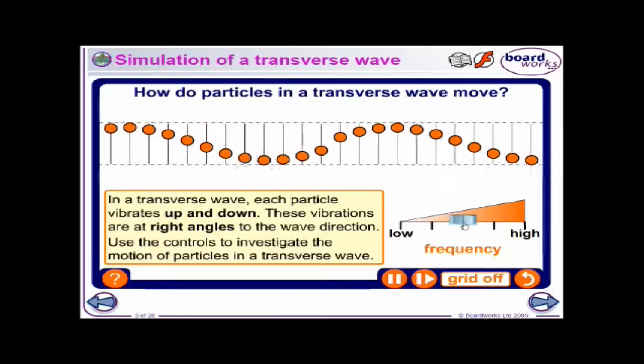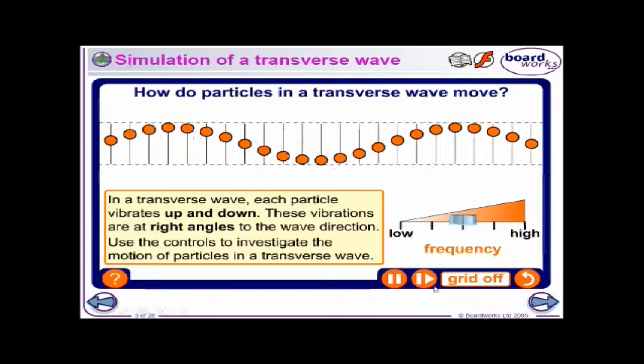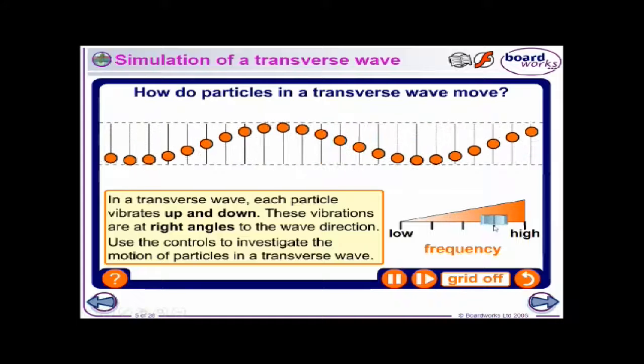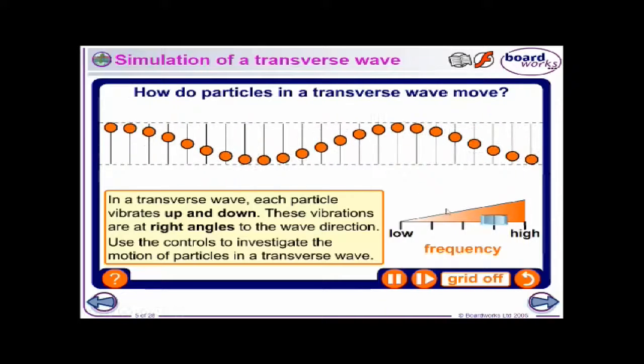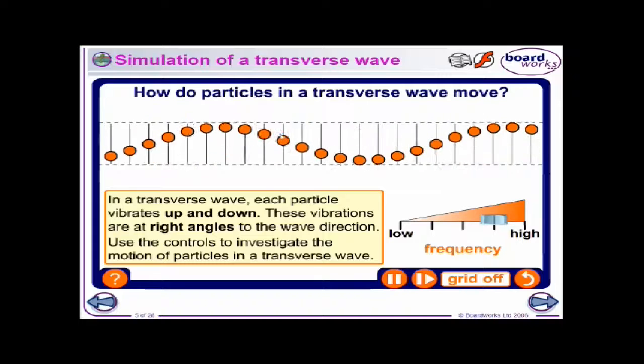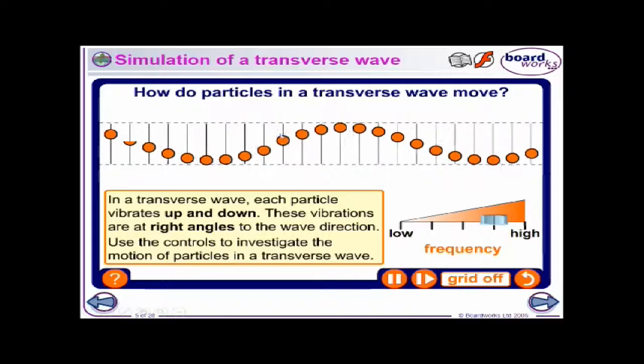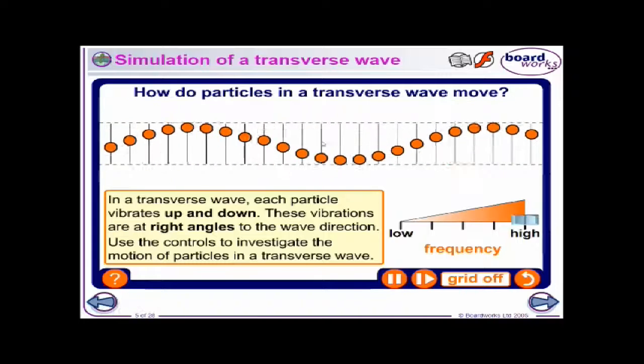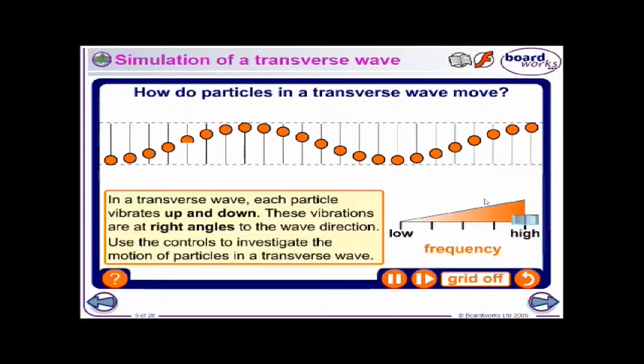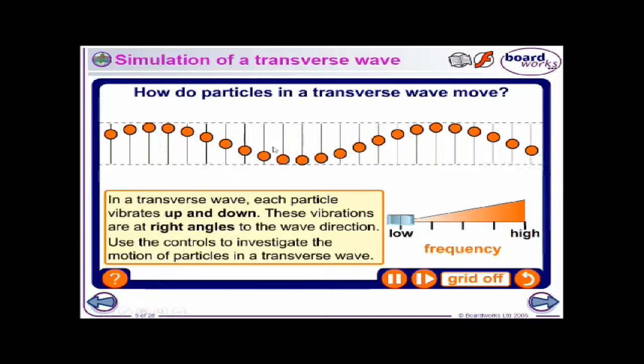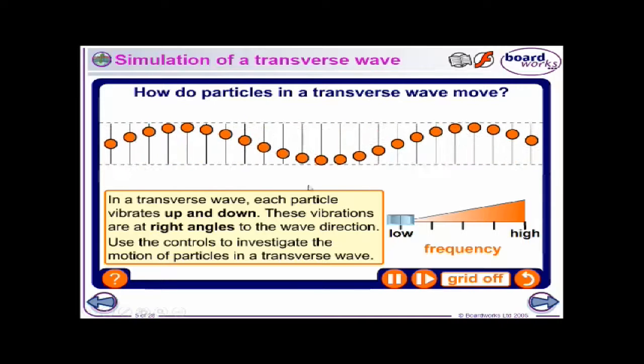So frequency is how many waves we have passing a point per second. Here I have more waves passing the mouse point there per second, and even more. With low frequency, I have fewer waves passing per second.